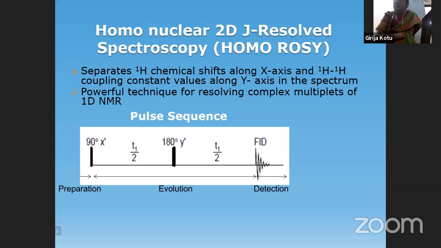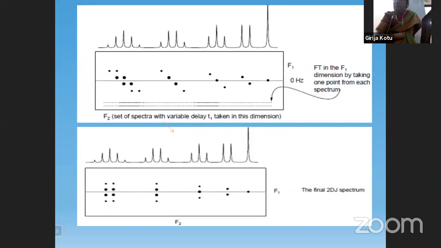So that is T2, and the evolution we're calling T1. So this is a pulse sequence. In this spectrum, which is represented here on the top and below, there is not much difference between the top and the bottom one. It is only the tilt by a 45-degree angle.